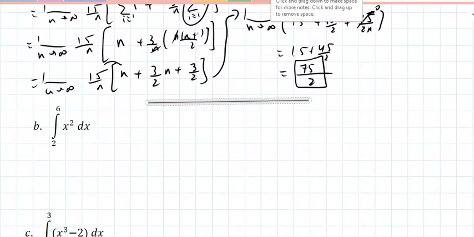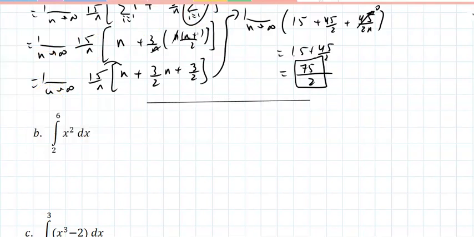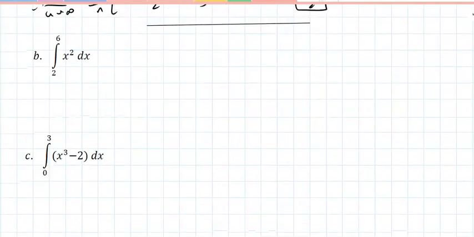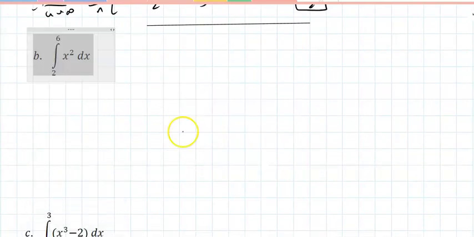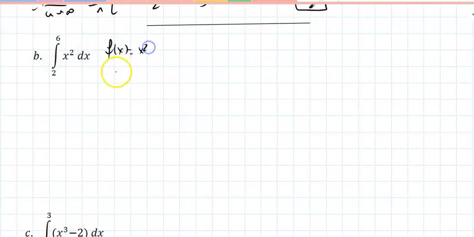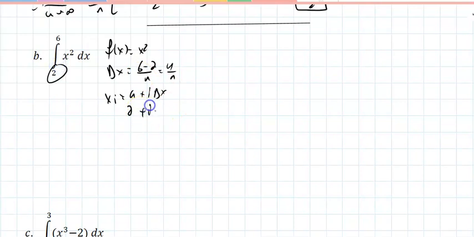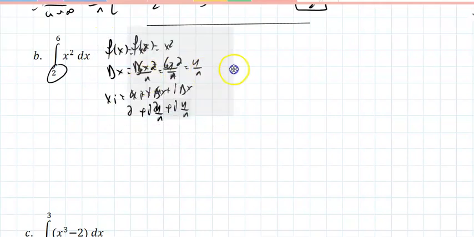And here's another example. Same deal. Here I need to figure out what each of those are. Well, I know what f of x is. f of x is x squared. Delta x is b minus a over n. That is 4 over n. And x sub i is a plus i times delta x. So that is 2, the starting point, plus i times delta x. There it is. I'm going to take those, put them on the side.